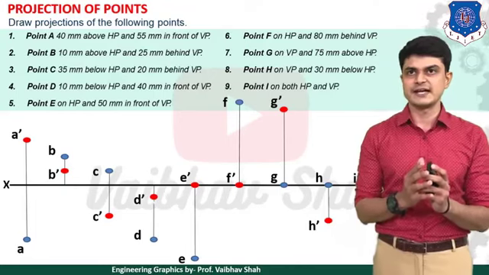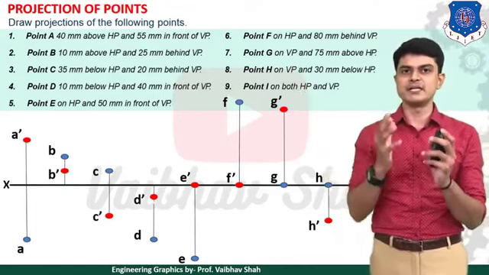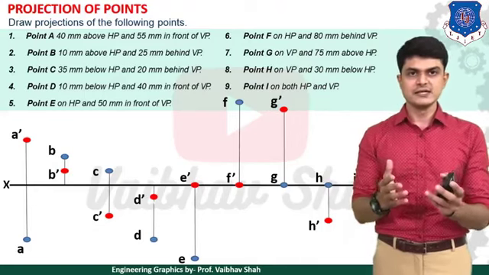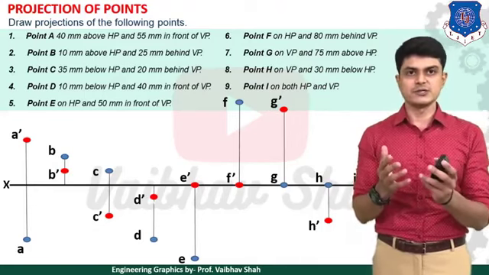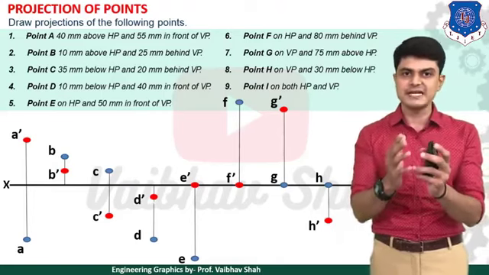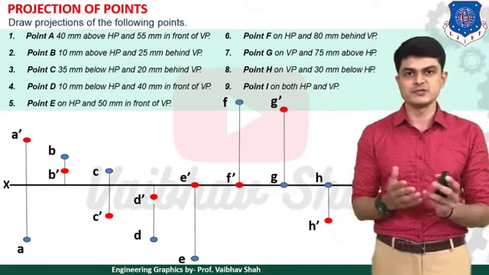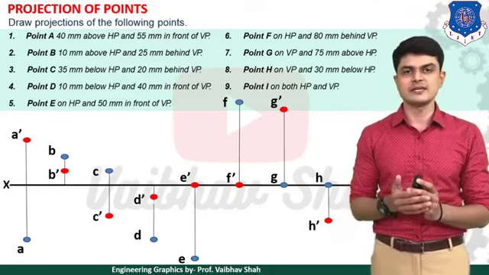First, let us read the first question. The first question says that point A is 40 mm above HP and 55 mm in front of VP. As you can see, from our table we can easily solve this because two pieces of data are given. One is with respect to HP, so we will use the HP table for that, and the second is given with respect to VP, so we will simply use the VP table and we can easily solve the example.